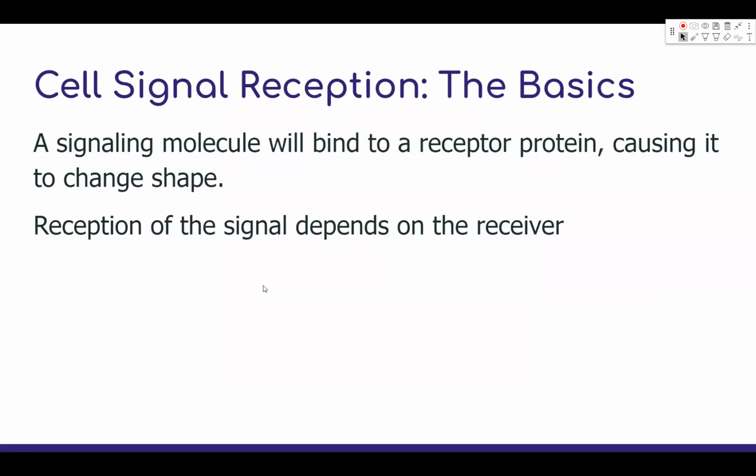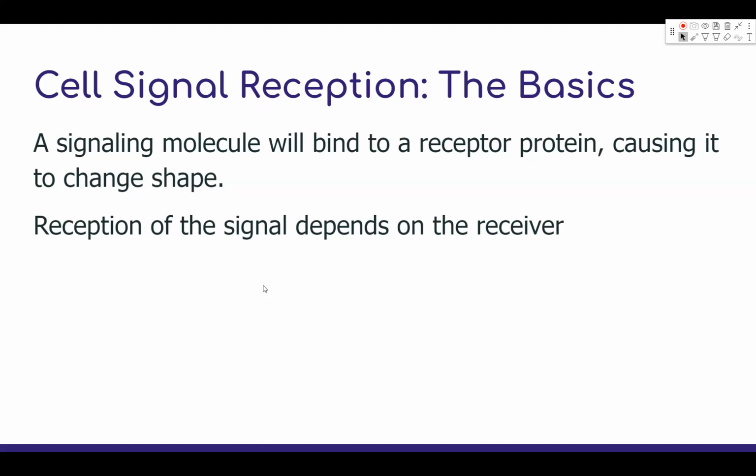Basics. When a signaling molecule binds to a receptor protein, all of these receptors today are proteins, that protein will change shape. If a protein changes shape, what else does it change? Function. This change in shape causes a change in cell or protein function.